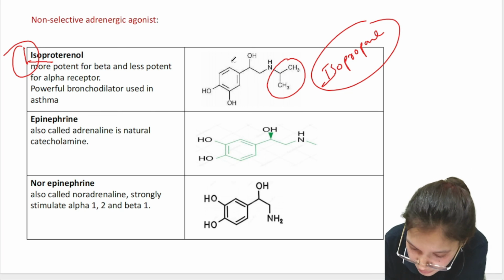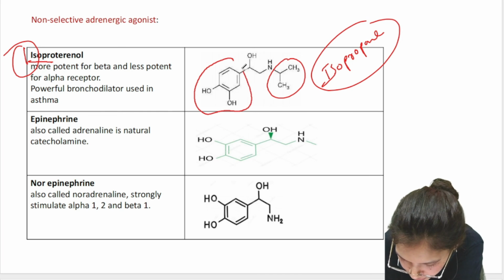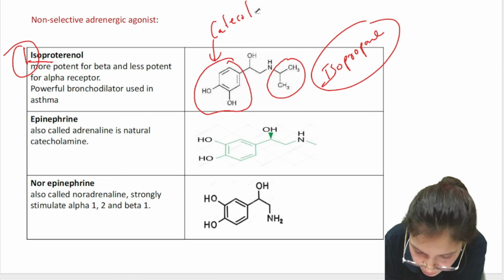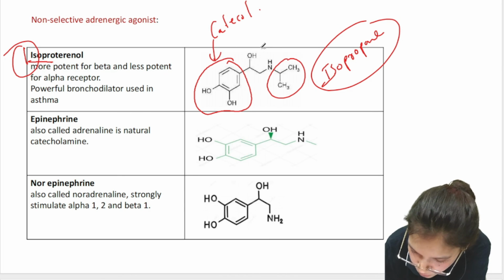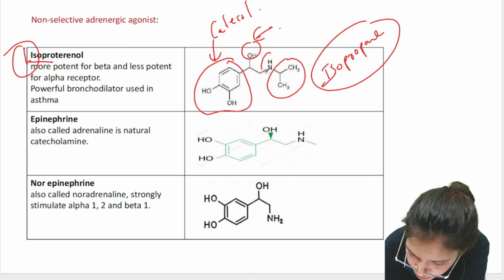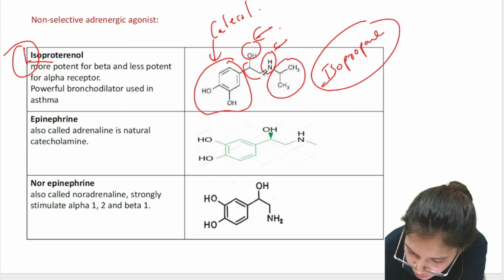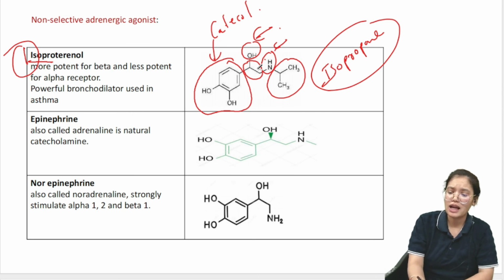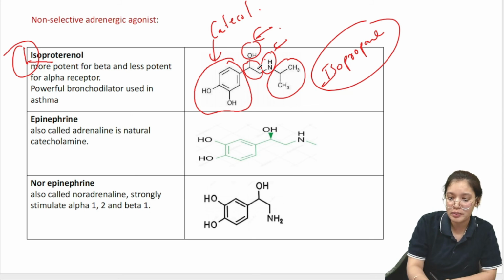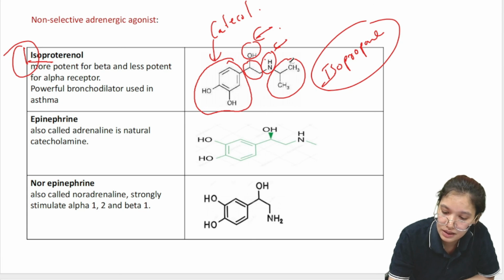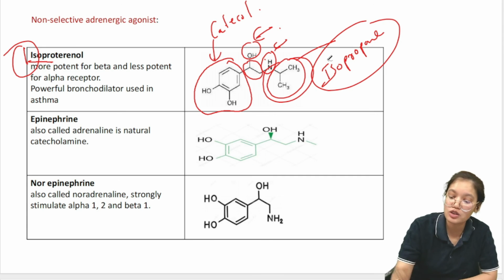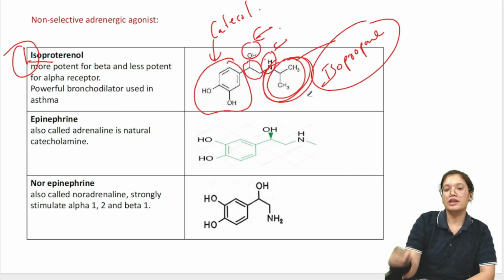Now here we have a catechol ring. Here we have a beta hydroxy group, here NH, and here ethylene. So this structure is almost the same as the other catecholamines. The only difference is that here we have an isopropane chain attached to the amine.